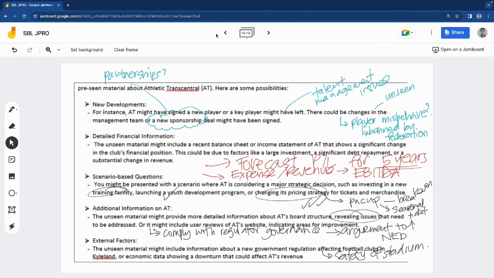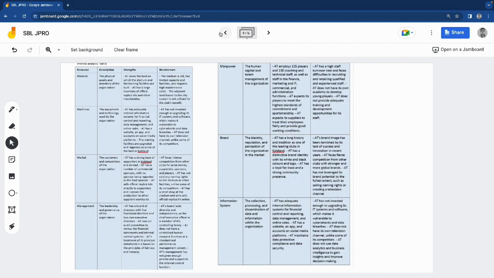Well, if you look at the case study itself, you have a little bit on the market: customers and competitors of the organization. AT has a strong base of supporters for KLAN and abroad. AT has a number of commercial sponsors, with none being regarded as lead sponsor. AT sells official replicas. This is basically from the case. Intense competition from other clubs. Yes, correct. AT has no naming rights. Okay, those are the basic things inside the case study.